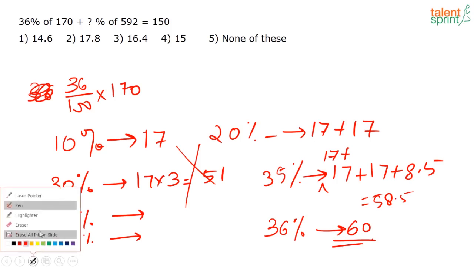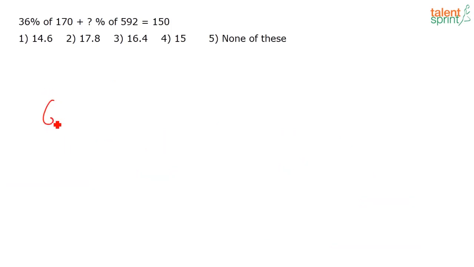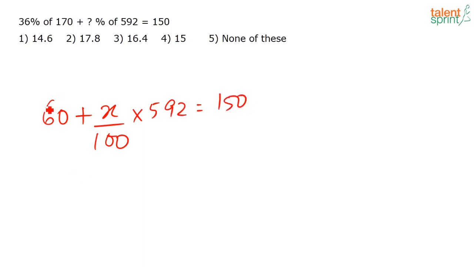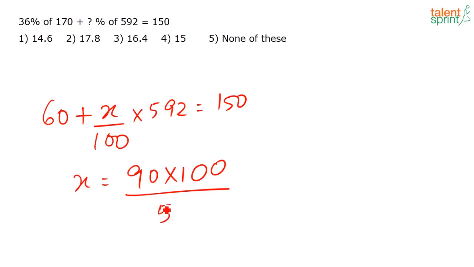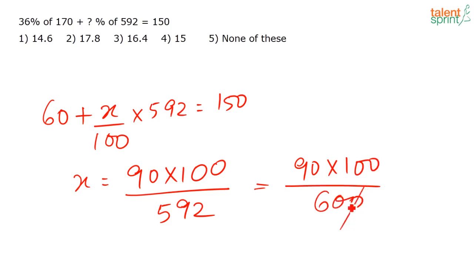If I approximate it like this, this will be 60 plus some percentage, right? Question mark. So I am putting it as x into 592 is equal to 150, or this can go here, 150 minus 60 is 90, or x is equal to 90 into 100 by 590. Correct? Now again here 592, approximate it as 600. You can take it as 600, 90 into 100, because dividing by 592 is going to be difficult. I am just going to take it as 600.